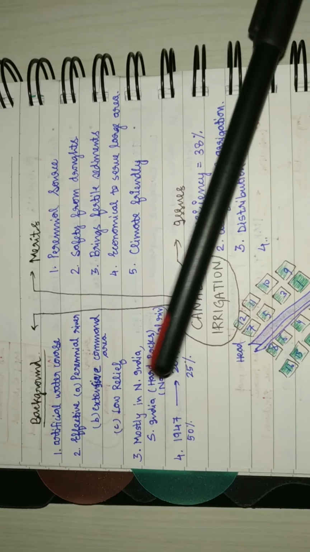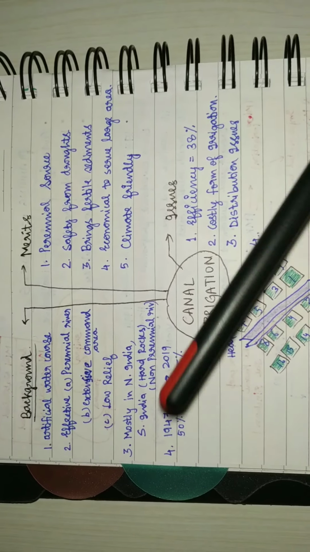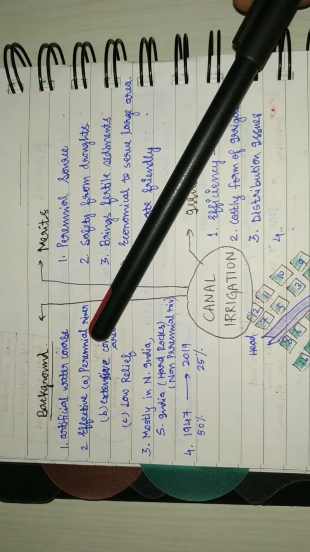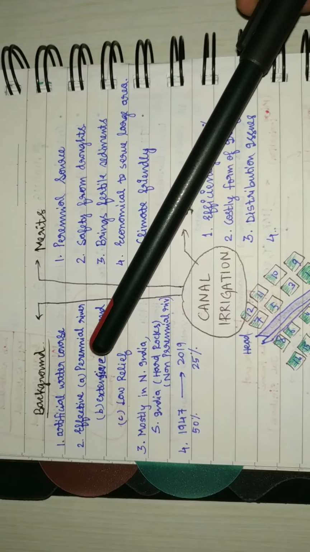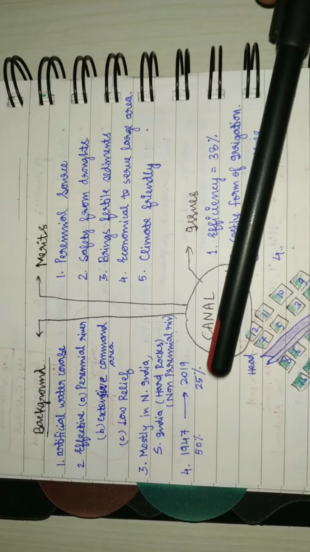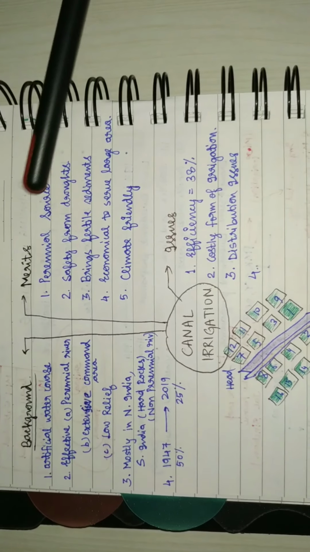In 1947, around 50% of the irrigated land in India was using canal as the water source for irrigation, but in 2019 this has decreased to 25%. Let's see what are some of the merits with canal irrigation.